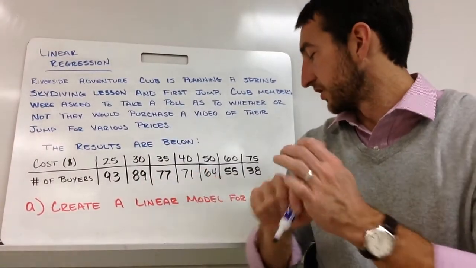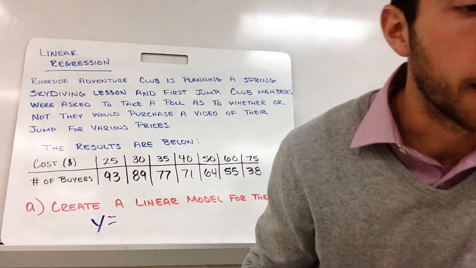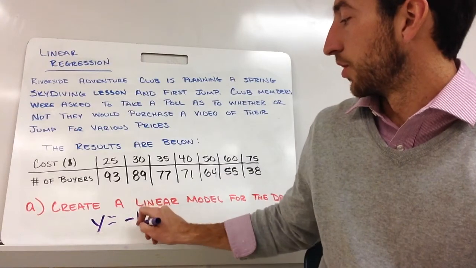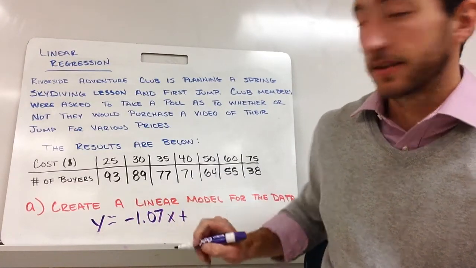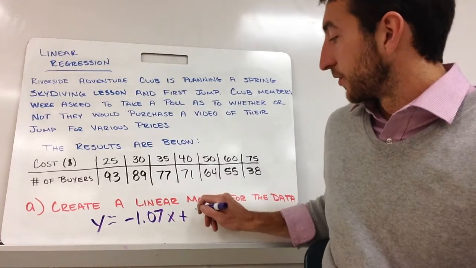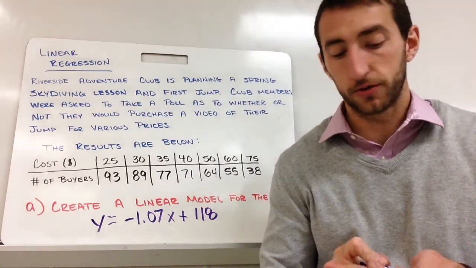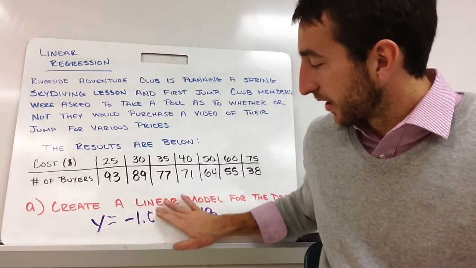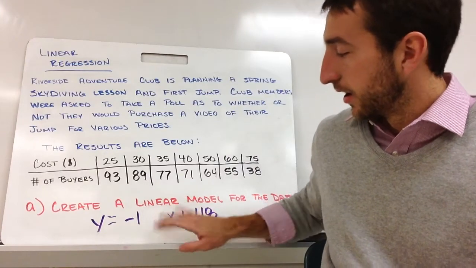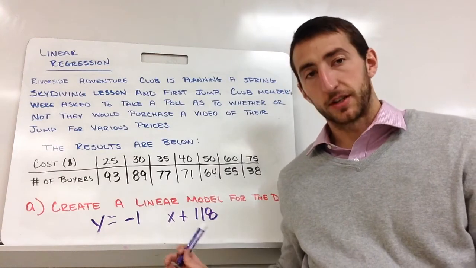So whenever it says create a linear model, we now have y equals, I'm going to round this a little bit, negative 1.07 times x plus, I'm just going to round this to 118. Okay, so that's my linear model. So what this means is, actually let's round this to 1, and this is going to make calculating stuff a lot easier. Alright, so what this means is I've got negative 1 times x plus 118.